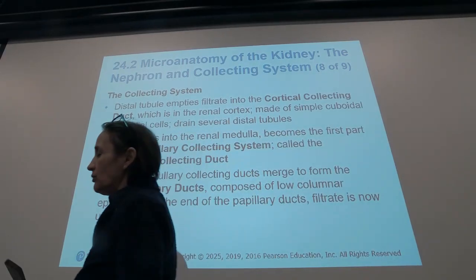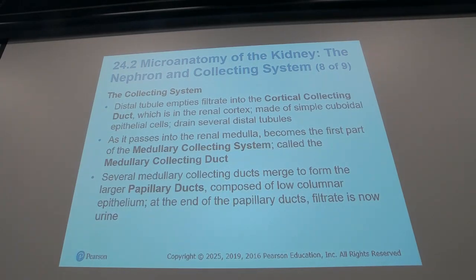So those are details of the tubules. Now, details about the collecting system. The collecting system is made by these collecting ducts, and we have collecting ducts that are near the cortex, so this will be the cortical collecting duct. In these ducts, we have simple cuboidal epithelium, and they drain several nephrons.